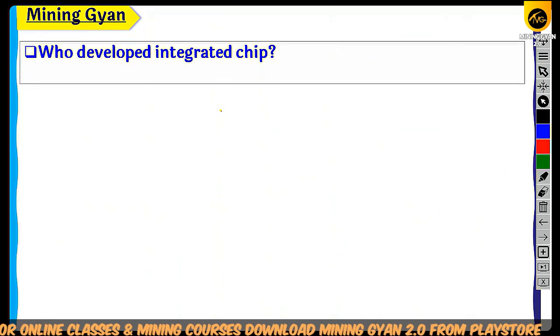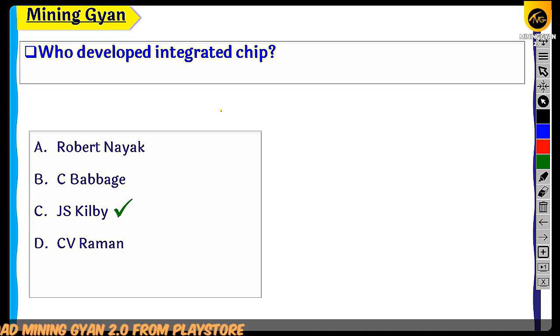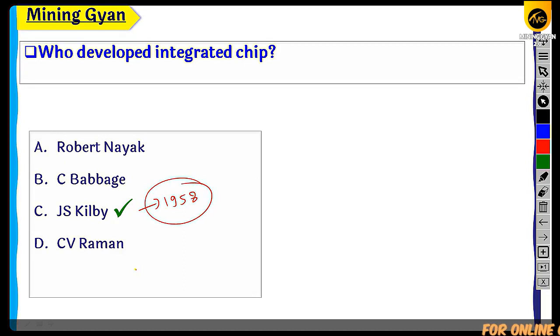Who developed the integrated chip? The integrated chip, or IC chip, was developed by J.S. Kilby. Option C is J.S. Kilby, along with Robert Noyce. It was developed in 1958. So option C, J.S. Kilby, is the correct answer.